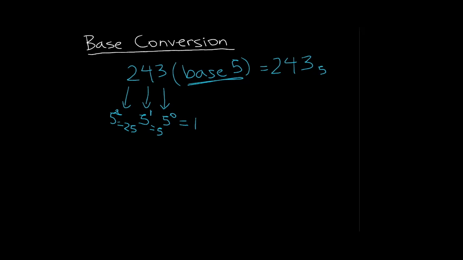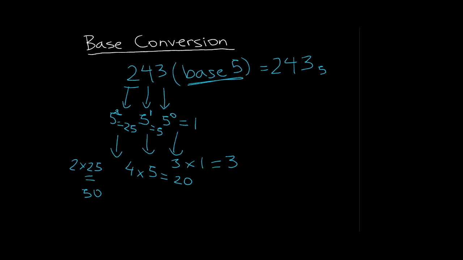So let's look at this then. What's the value? 3 is in the 1's place. 3 times 1 is 3. 4 is in the 5's place. 4 times 5 is 20. And 2 is in the 25's place. So 2 times 25 is 50. So then the total value of this number becomes 50 plus 20 plus 3, and what that equals is 73.